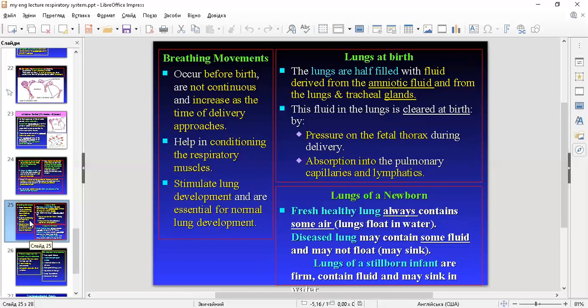Lungs of a newborn. A fresh healthy lung always contains some air. Lungs float in water. A diseased lung may contain some fluid and may not float; it may sink. Lungs of a stillborn infant are firm, contain fluid, and may sink.